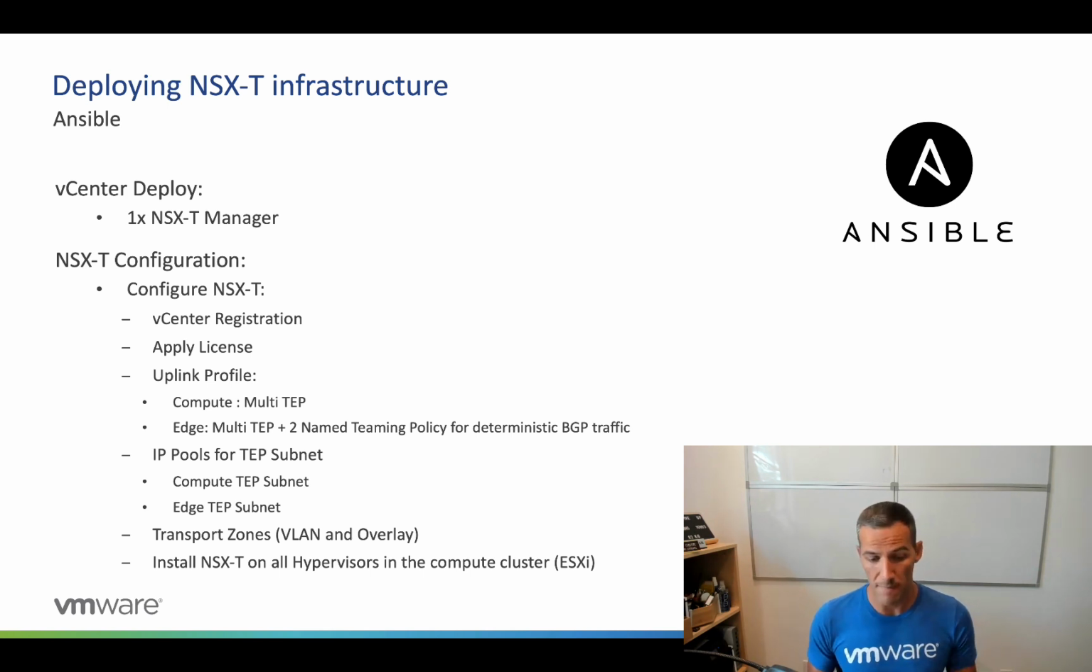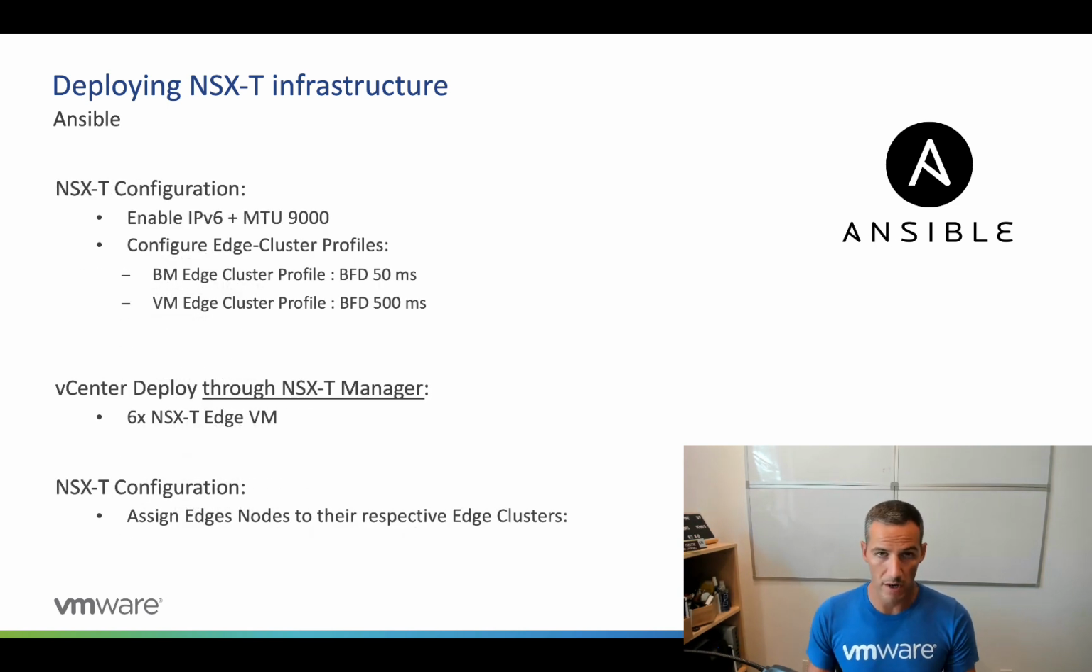I will then create my uplink profiles. I will create my IP pools. I will create my transport zone, and I will install. Then, as soon as I have that, I will install NSX-T on all the hypervisors of my compute cluster. I'm going very quickly here because I will repeat that when I do the demo. So then I will enable IPv6 and deploy my edges, and then put my edges into the edge cluster.